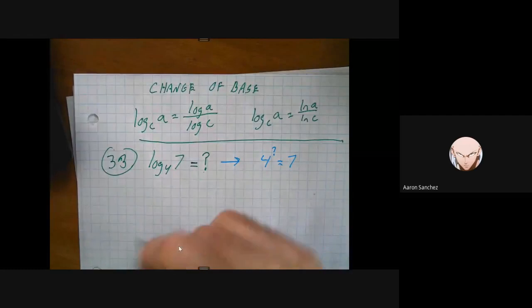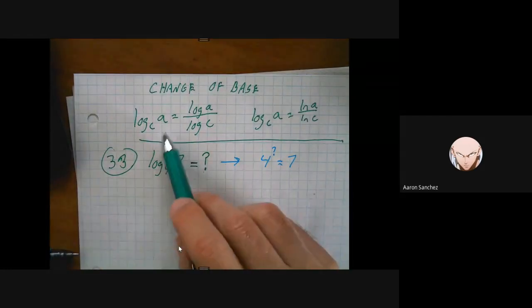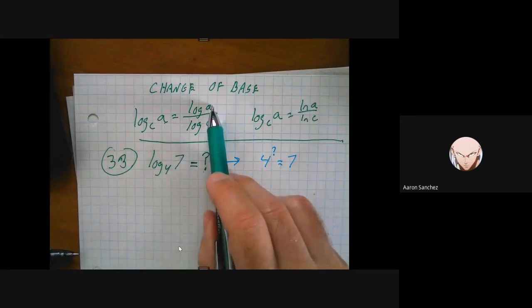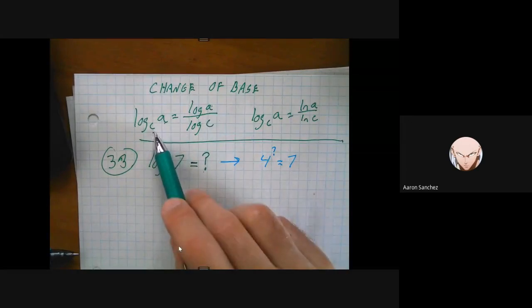Change of base tells me this. Log base 4 of 7 equals, notice the A, the big one, is in the numerator. The C, the lower one, is in the denominator.